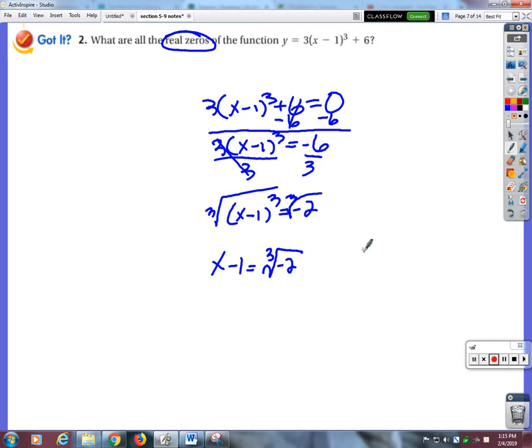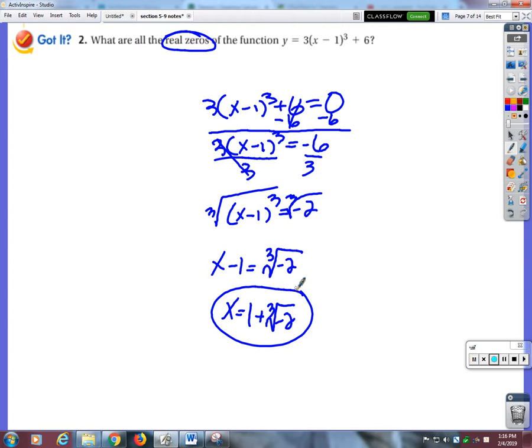Okay, what do I need to do now to get rid of the negative 1? Right, just do the positive one. Oh, you mean any number right here? Okay, how do I get rid of the minus 1? Add 1 to both sides. So that gives me 1 plus the cube root of negative 2 is my only real solution to this problem, okay? How many solutions will this problem have?